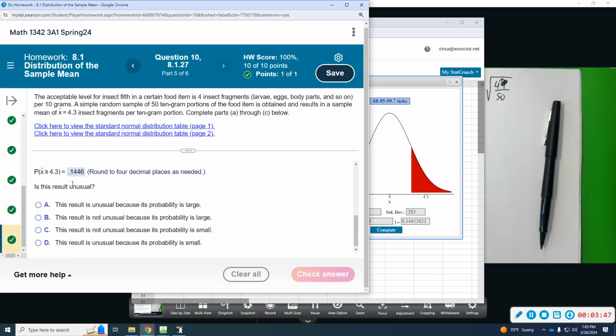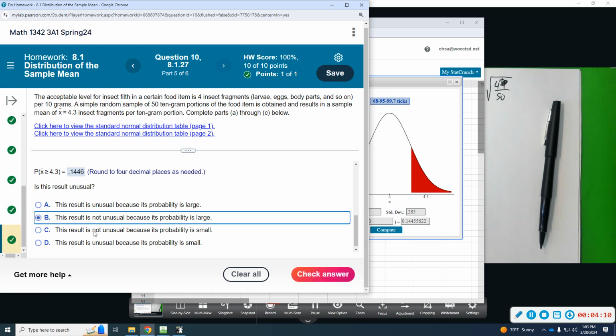All right, so is this unusual? So this is about 14%. Unusual would be 5% or less than 5%. So since this is 14, it is not unusual. So we got these two explanations. It's not unusual because the probability is large. Not really large, but it's bigger than the 5%. So that's the one we're going to go with. And it says small, but unusual comes when it's small.